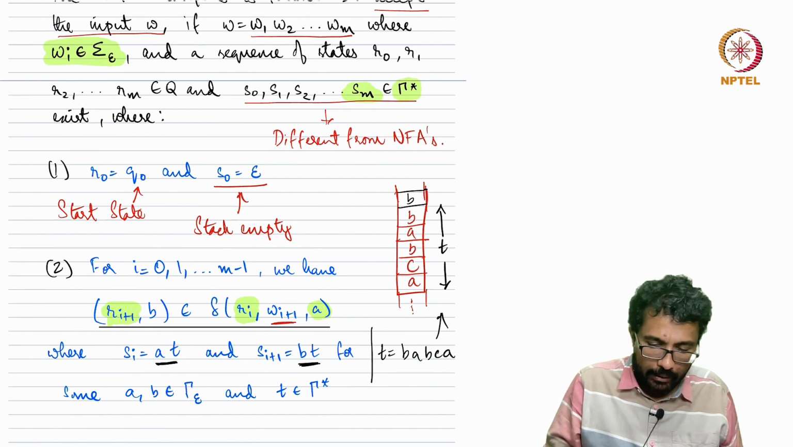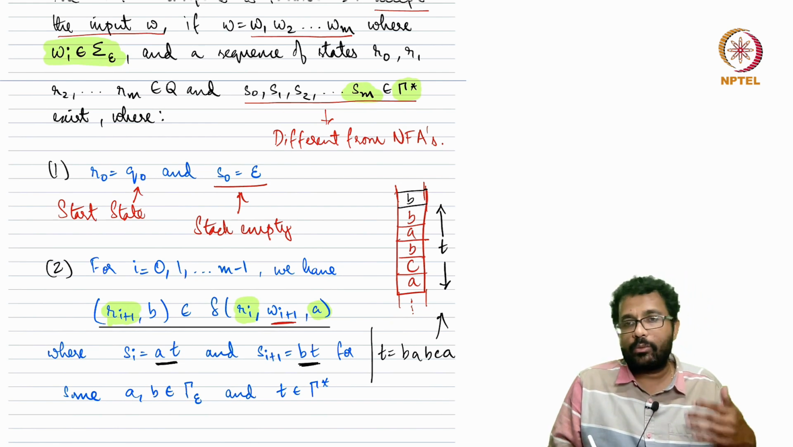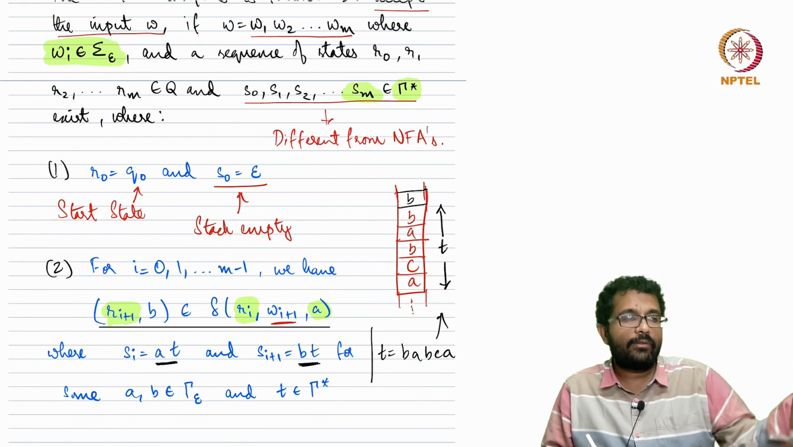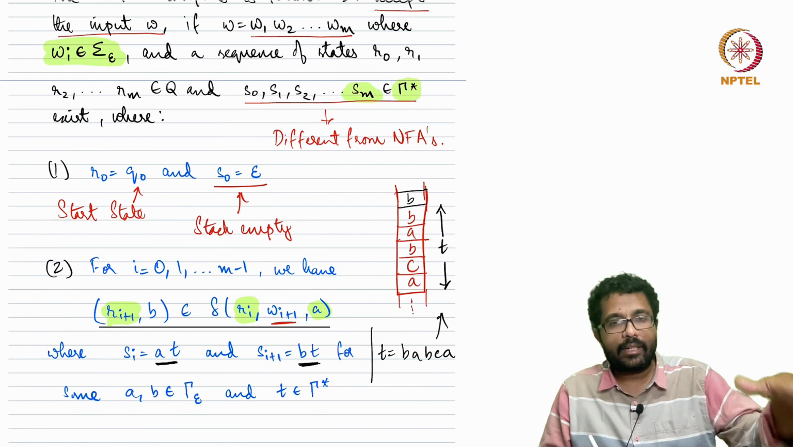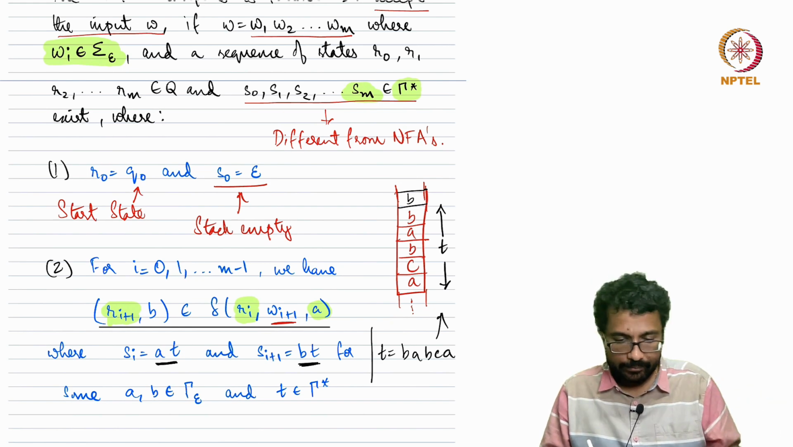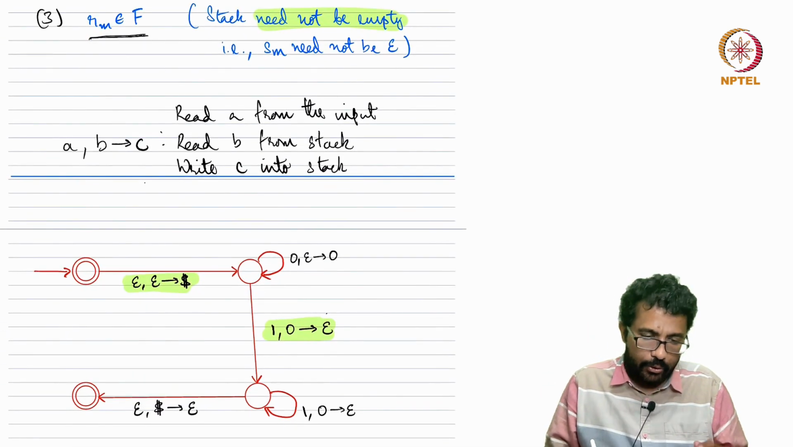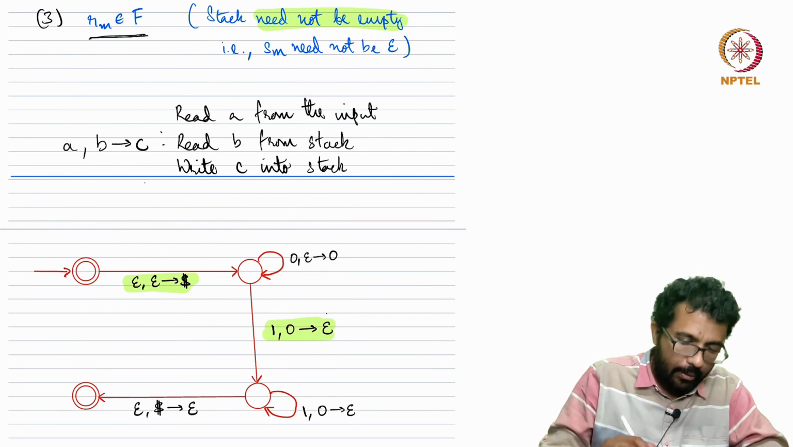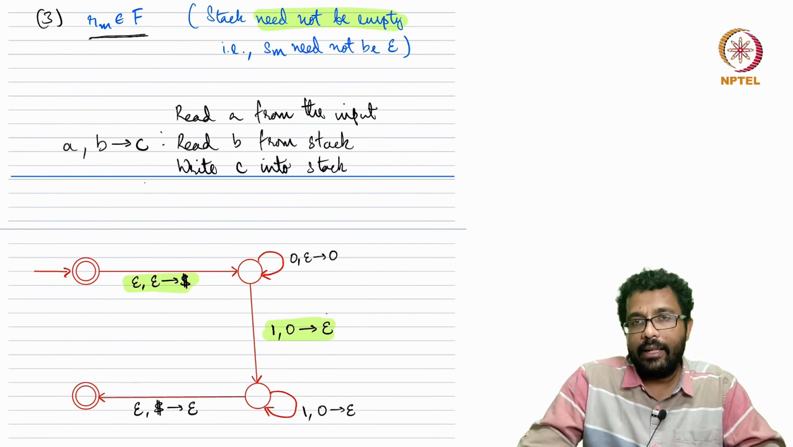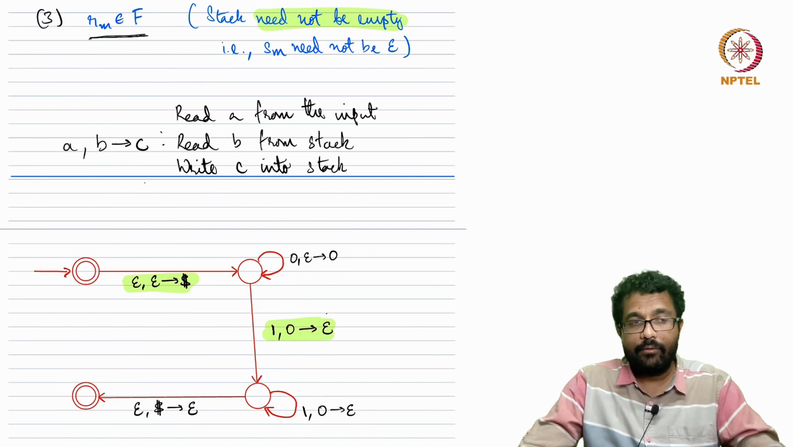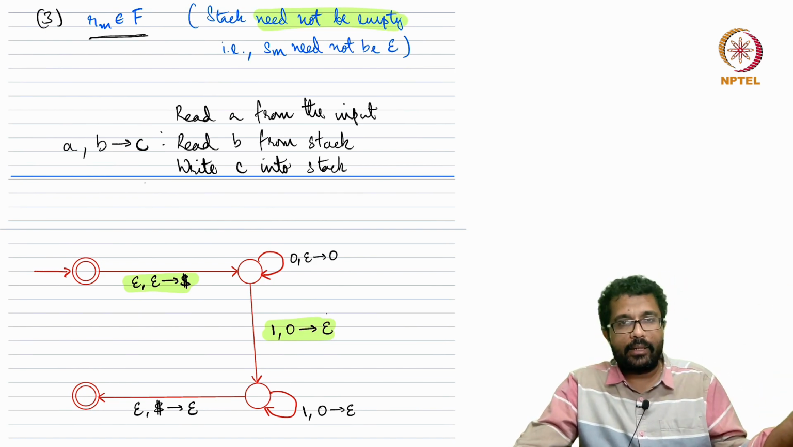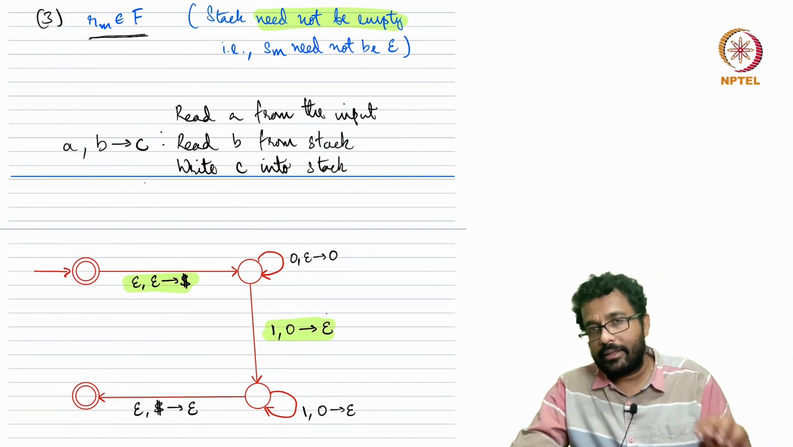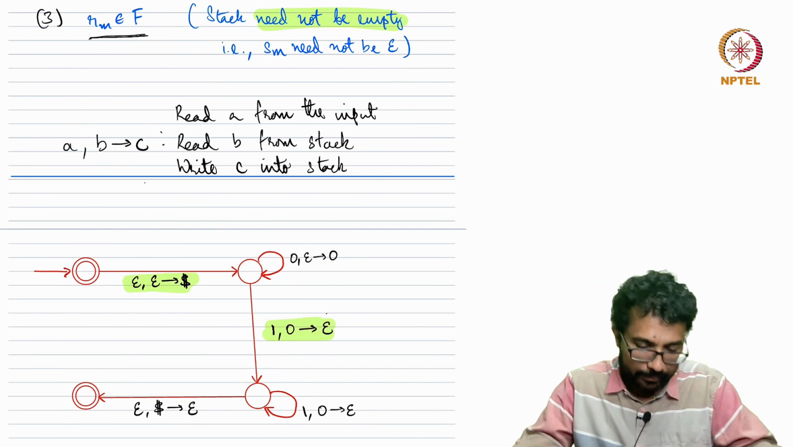If both A and B are empty strings, that would mean that both Si and Si plus 1 are the same. You are not reading anything from the stack, you are not putting anything into the stack, so the stack remains intact, right? Anyway, A comma B arrow C means you read A from the input, you read B from the stack. When you read something from the stack, you are popping it, and then you write C into the stack, which means you are pushing it.